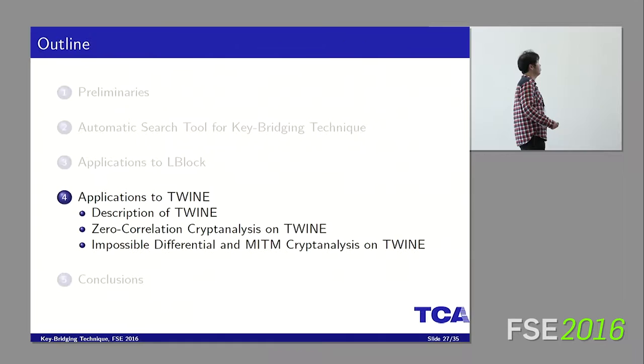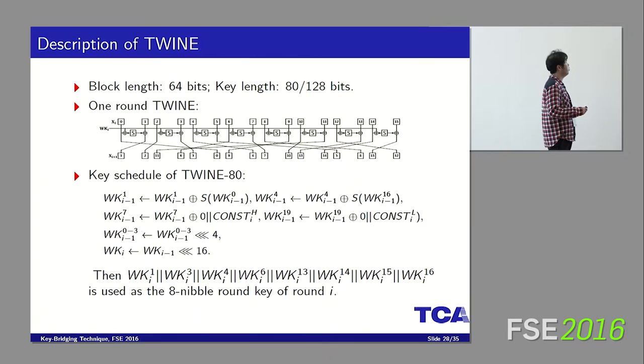For the attacks on TWINE, the block length of TWINE is 64 bits, and the key length is 80 bits and 128 bits respectively. This is one round of TWINE. And this is the key schedule of TWINE-80. Then nibbles 1, 3, 4, 6, 13, 14, 15, 16 are used as the round key of round i.